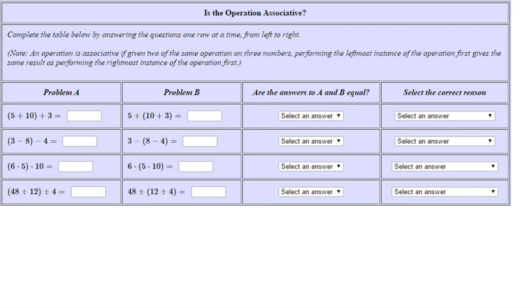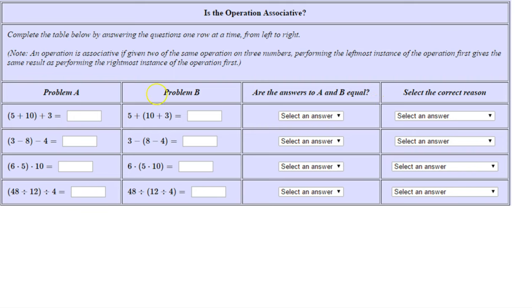Note, an operation is associative if given two of the same operations on three numbers, performing the leftmost instance of the operation first gives the same result as performing the rightmost instance of the operation first. So that's a mouthful, but I think some examples will go a long way. So let's look at our first row.